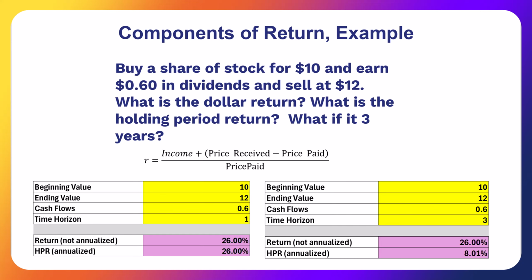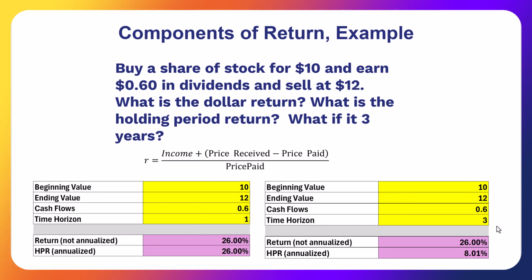But the holding period return, HPR, annualizes that or incorporates the time value of money. So if we put $10 in, we earned $12 when we sold. Cash flows were 60 cents in dividends. Time horizon, 1 period or 1 year. That's a 26% return. Now again, what if we held this for 3 years? It took 3 years for this to happen.